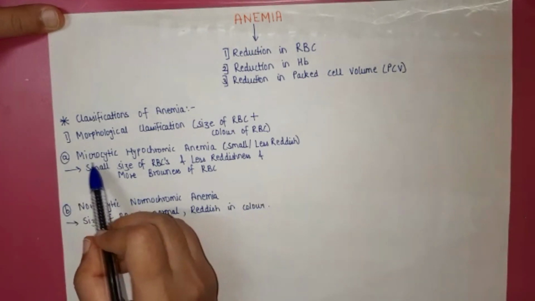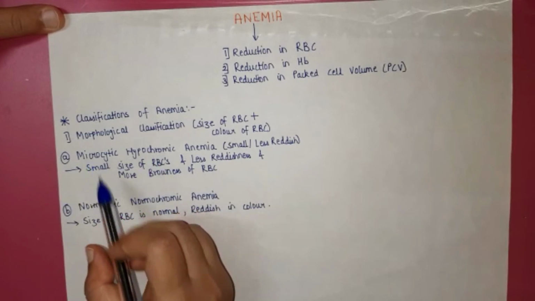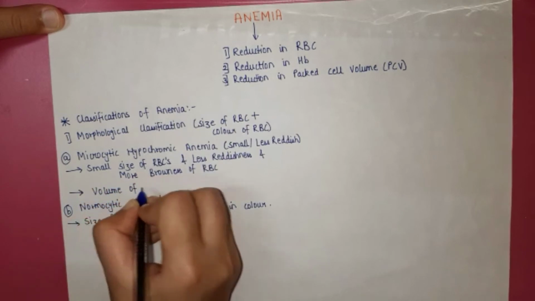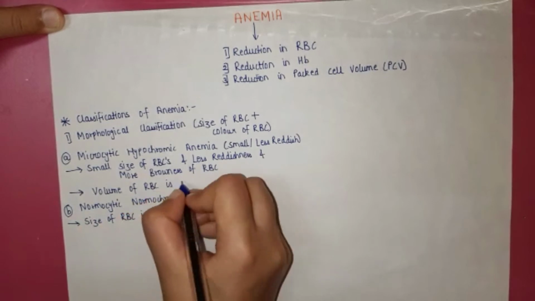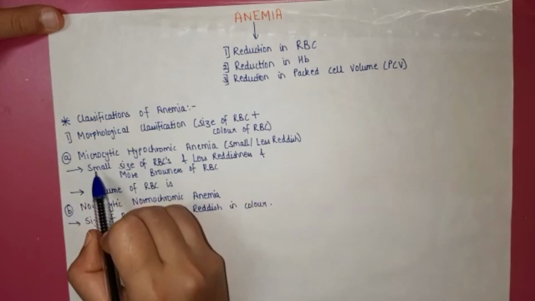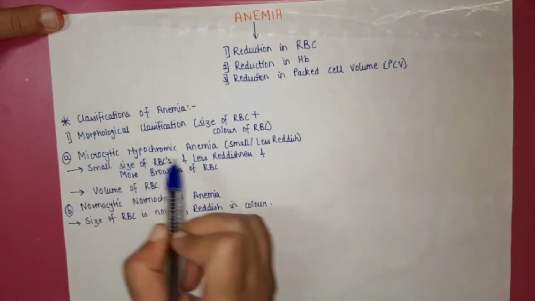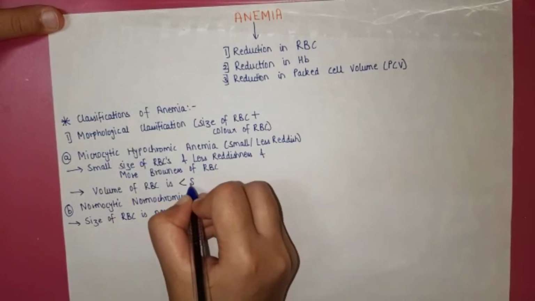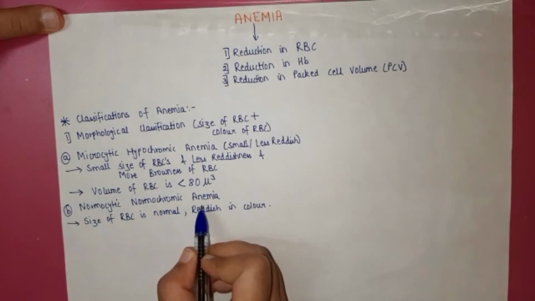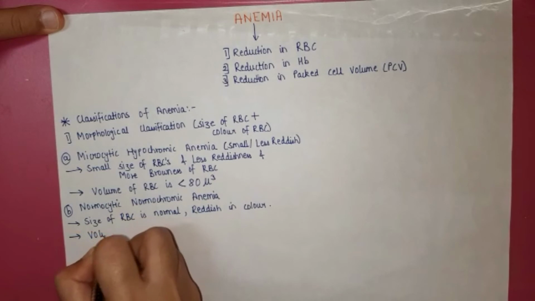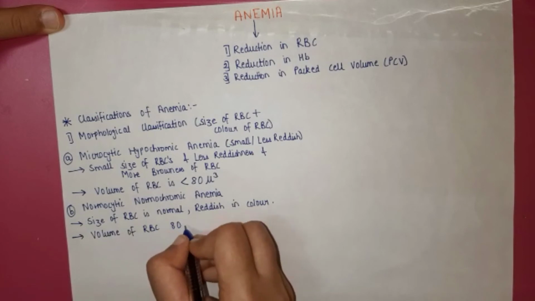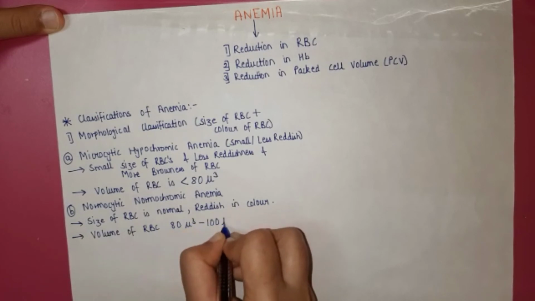Now, as I told, microcytic hypochromic, micro means small in size. So here an important point to remember is the volume of RBC. Now the normal volume of RBCs is 80 micron cube. So as the size of the RBC is small in microcytic hypochromic anemia, the volume of RBCs is less than 80 micron cube. Now in case of normocytic normochromic anemia, the normal volume of RBC is in the range of 80 micron cube to 100 micron cube.